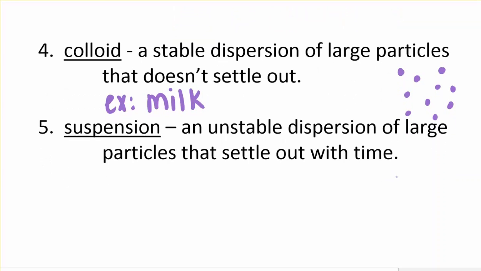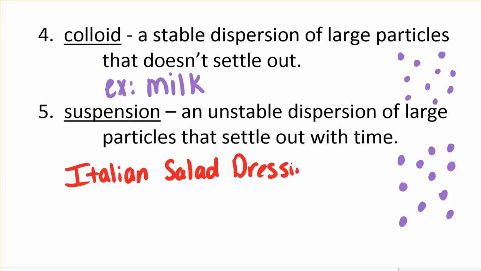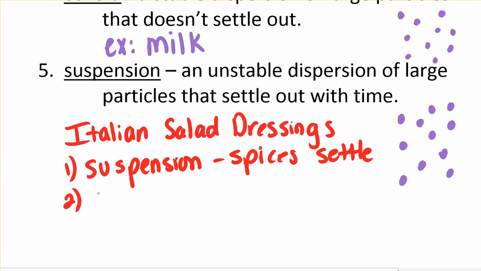A suspension has even larger particles that are dispersed, and they're big enough that if given time, they will settle out. So let's talk about two examples of this. I used to use Italian salad dressing as my example of a suspension. But things have changed. There are two types of Italian salad dressings. The old-fashioned type, the spices will settle out, and those are a suspension. And some of the newer ones, especially like the non-fat ones or whatever, they stay well mixed. And so those are colloids.